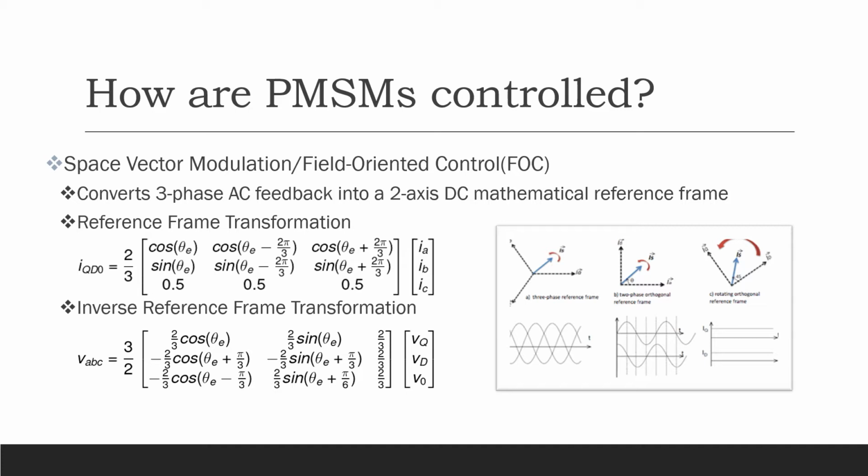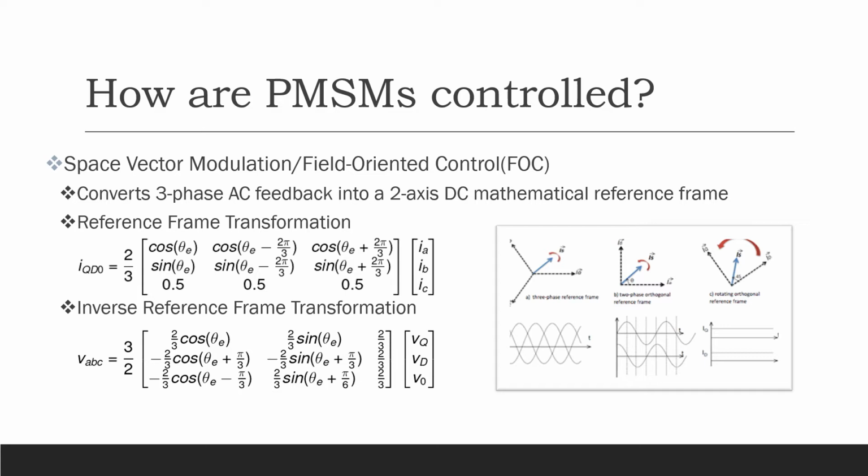So this is done mathematically through what is known as the reference frame transformation and the inverse reference frame transformation. With the reference frame transformation, you multiply what is known as the reference frame transformation matrix by the three-phase currents. After these three-phase currents and the reference frame transformation matrix have been multiplied, your result is the QD zero-axis currents. Although the zero-axis is irrelevant for most applications, and only the Q and D axes are considered.